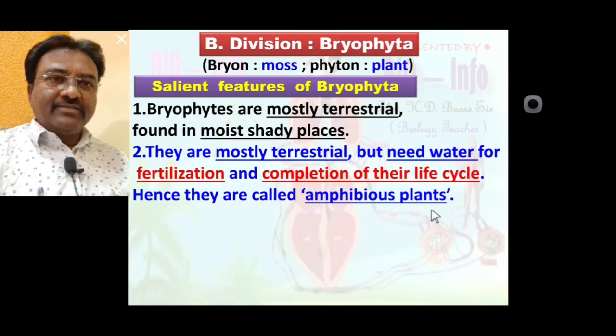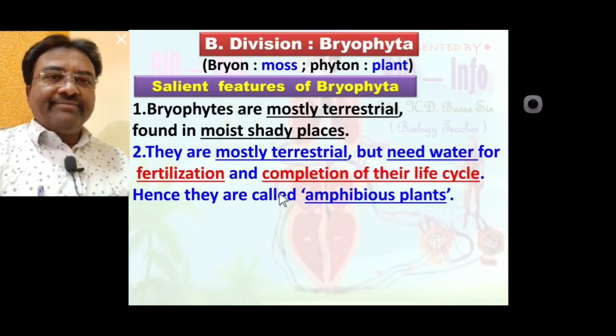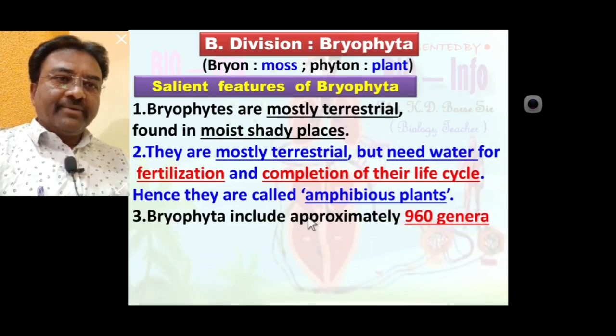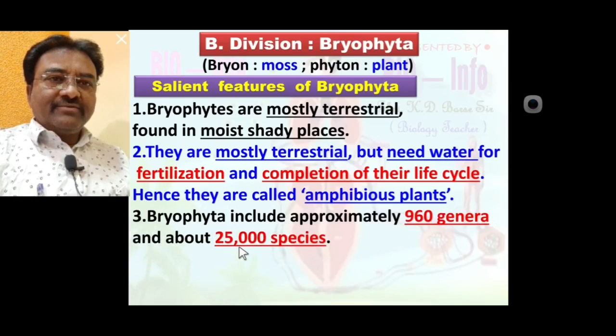Most of the time this question is asked: why are Bryophytic plants called amphibious plants? Because Bryophytic plants are mostly terrestrial but need water for fertilization and completion of their life cycle. Always remember. Third point, Bryophyta include approximately 960 genera and about 25,000 species.